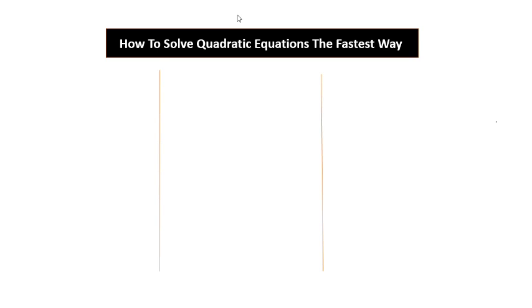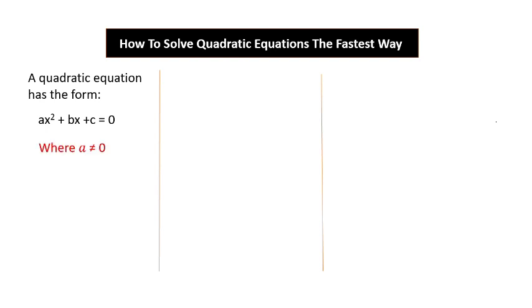In today's video, we'll be looking at how to solve quadratic equations the fastest way. Before we start, this is how a quadratic equation usually occurs: ax squared plus bx plus c is equal to 0. And in this case, a is not equal to 0. That means the a that is attached to x squared is not equal to 0. As we progress, you'll understand what it means.